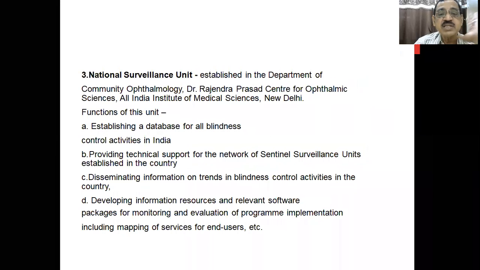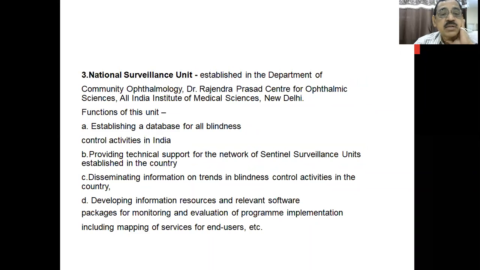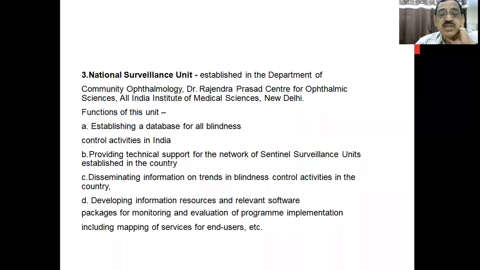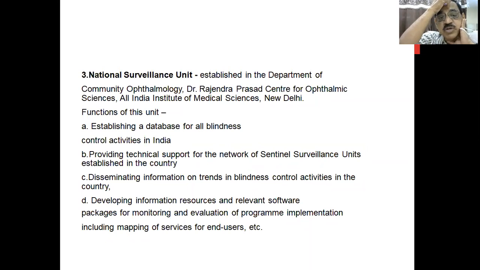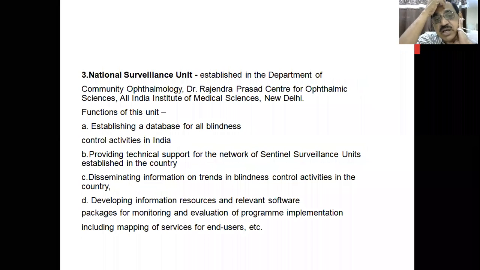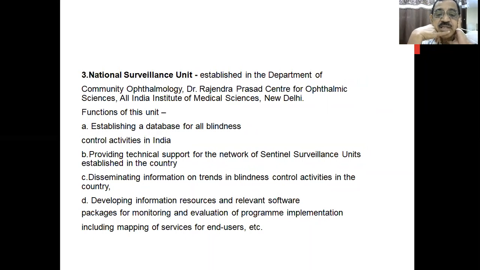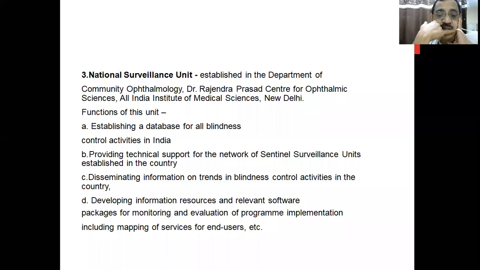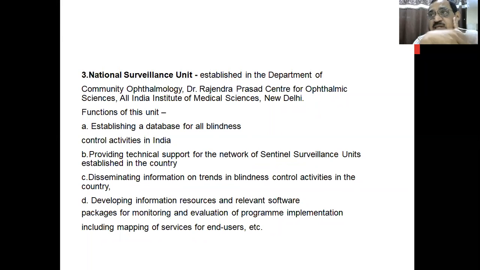The National Surveillance Unit was established in the Department of Community Ophthalmology, Dr. Rajendra Prasad Centre for Ophthalmic Sciences, All India Institute of Medical Sciences, New Delhi. The functions of this unit are establishing a database for all the blindness control activities in India, and secondly, providing technical support for the network of sentinel surveillance units established in the ophthalmology and community medicine departments of medical colleges.